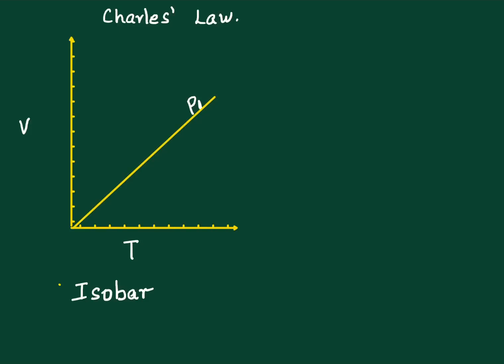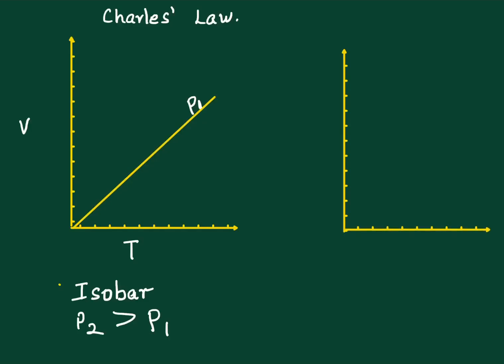Draw an isobar at pressure P2 where we know that P2 is greater than P1. Tell me, the slope would be lower or higher? Think about it. Let us now also go on to draw the graph for the Gay-Lussac's law that we have studied just now.